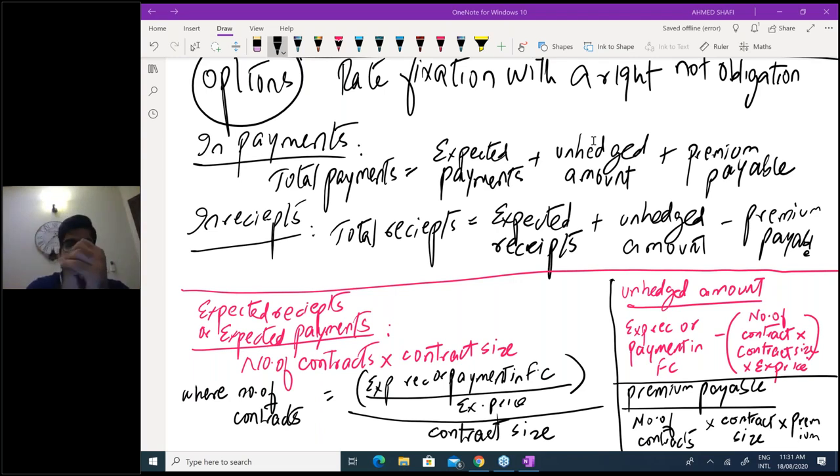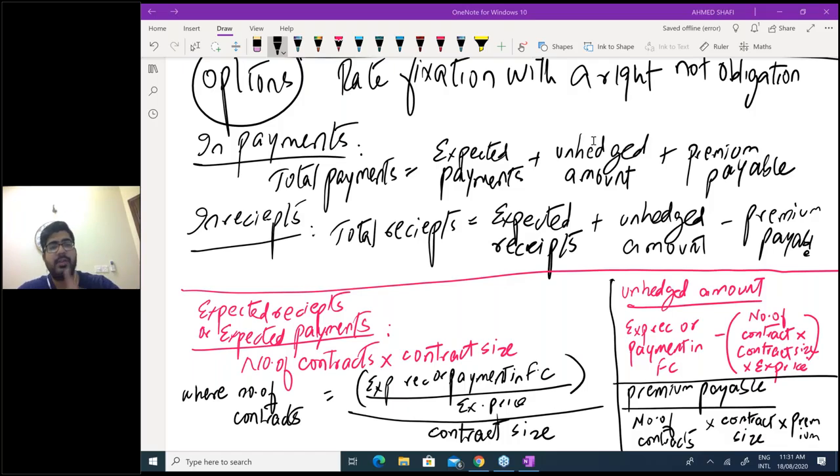Options. What are options? Options also fix a rate, but the only difference is that options are not a legal obligation. They're just a right. You can back off from an option. You can let them lapse. You cannot do this with a forward exchange contract or futures. The only difference between options and the other techniques is that options also fix a rate, but they just give a right, no obligation. You can back off whenever you want.